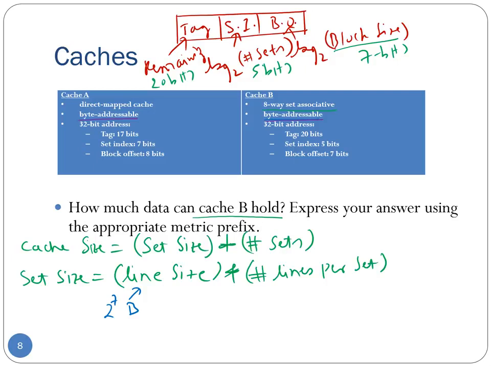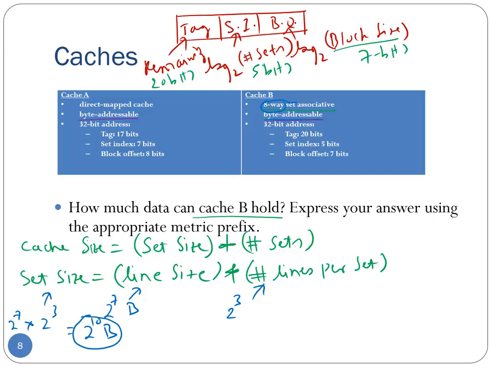All right, so the line size is 2 to the power 7, and the number of lines per set, notice that this is an 8-way set associative cache, right? So this 8-way means every set has 8 lines, right? So 8 is 2 cube, right? So basically your set size then becomes 2 to the power 7 into 2 cube, which is basically 2 to the power 10 bytes. So this is your set size, 2 to the power 10 bytes.